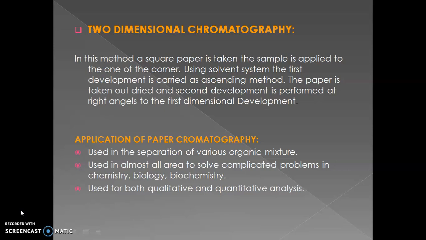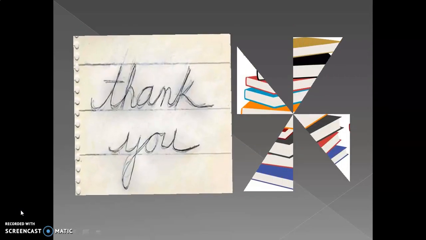Next is the application of paper chromatography. What are the different applications? It is used for separation of organic mixtures. It can also be used in almost all areas to solve complicated problems in chemistry, biology, or biochemistry. It is also widely used for qualitative and quantitative analysis. So all these are the applications of paper chromatography.